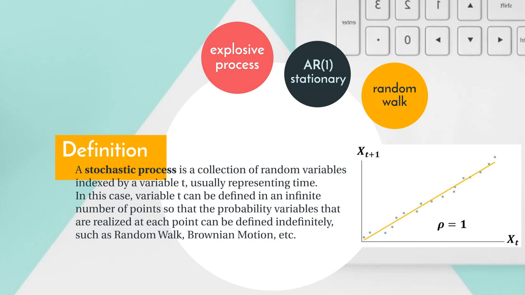The following is the definition of the stochastic process. A stochastic process is a collection of random variables indexed by a variable t, usually representing time frame. The variable t could be defined as an infinite number of points. The probability variables that are realized at each point can be defined indefinitely, such as random walk, Brownian motion, etc.